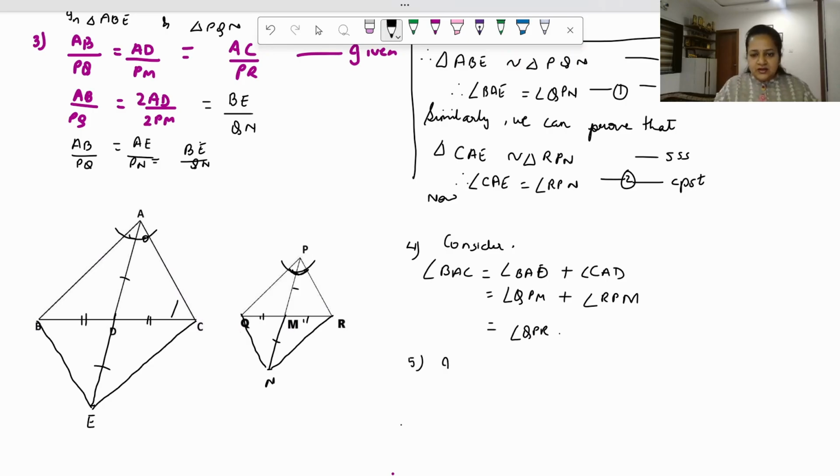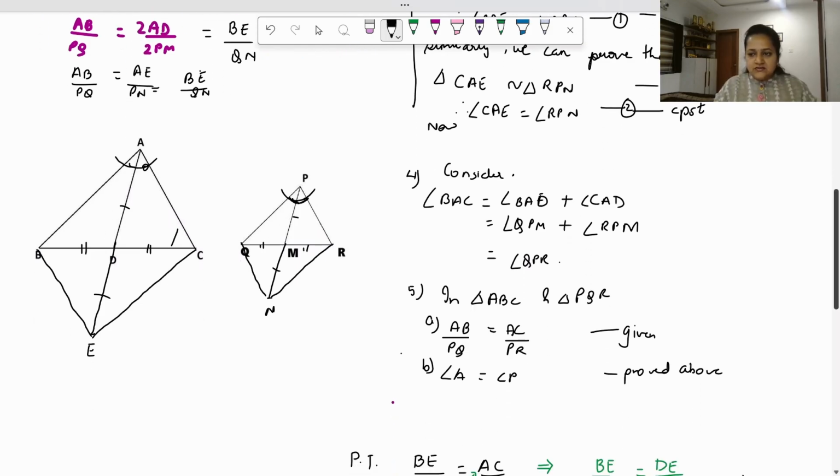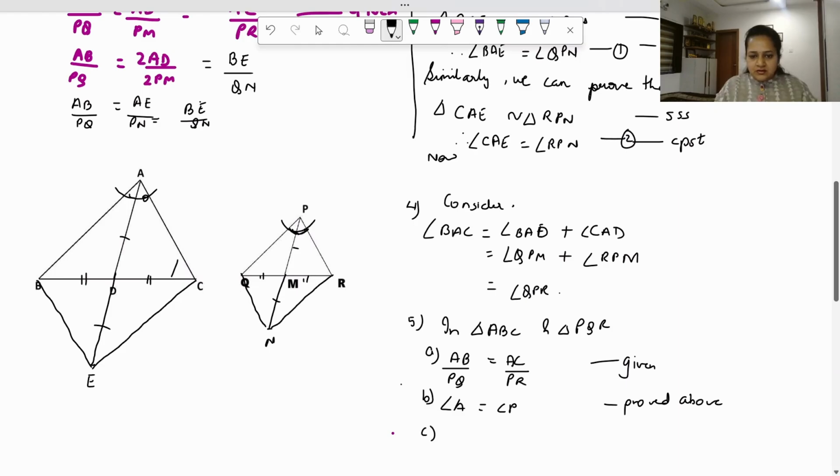Now finally we write, in triangle ABC and triangle PQR, we have AB upon PQ is equal to AC upon PR. This is given to us. Three parts were given. We are choosing only two. And we managed to prove that angle A is equal to angle P. We've proved it above. And hence we can write triangle ABC is similar to triangle PQR by which test? Yes, SAS.